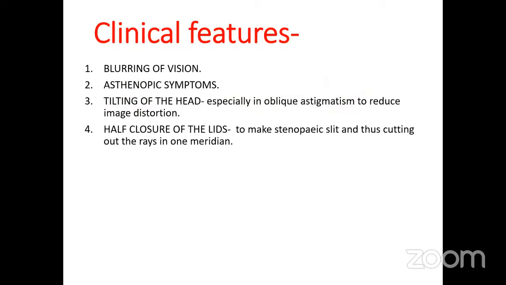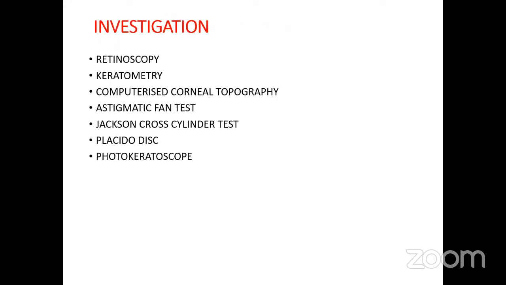Now the clinical features. There is blurring of vision, astigmatic symptoms, tilting of the head, especially in oblique astigmatism, to reduce the image distortion, and half closure of the lid to make a stenopic slit and thus cut out the rays in one meridian. Then these are the investigations we perform in astigmatism: retinoscopy to determine the power, keratometry and computerized corneal topography to know the curvature of the cornea, then astigmatic pen test, Jackson cross-cylinder test, Placido disc, and photokeratoscope.